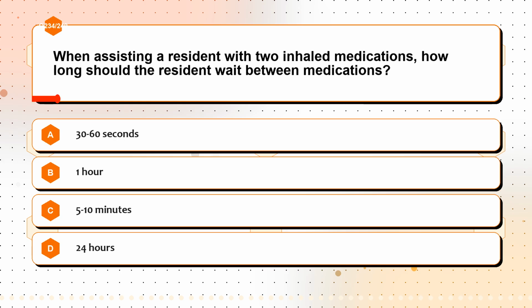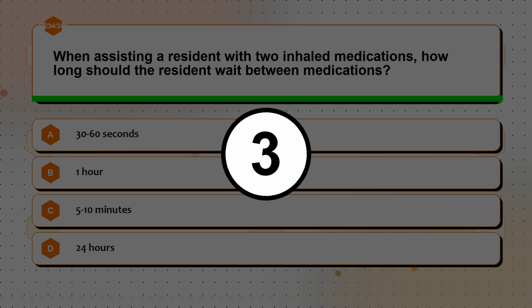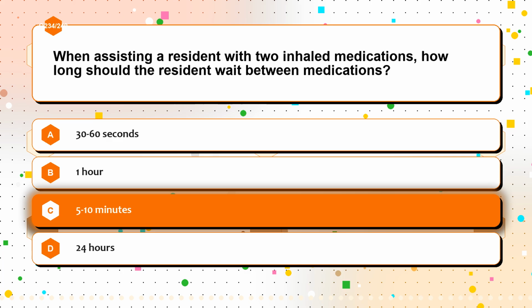Question 234. When assisting a resident with 2 inhaled medications, how long should the resident wait between medications? Here are the options. Option A, 30-60 seconds. Option B, 1 hour. Option C, 5-10 minutes. Option D, 24 hours. The correct answer is option C, 5-10 minutes.